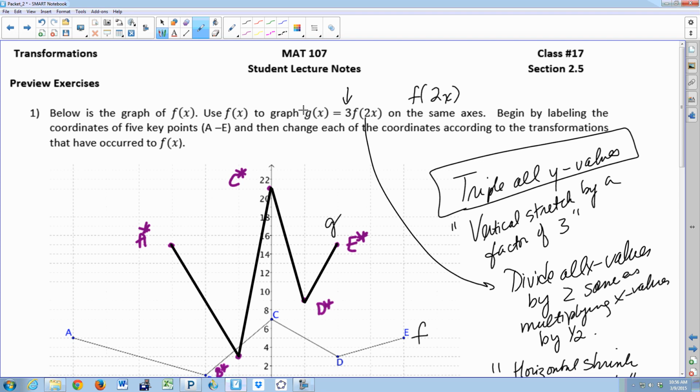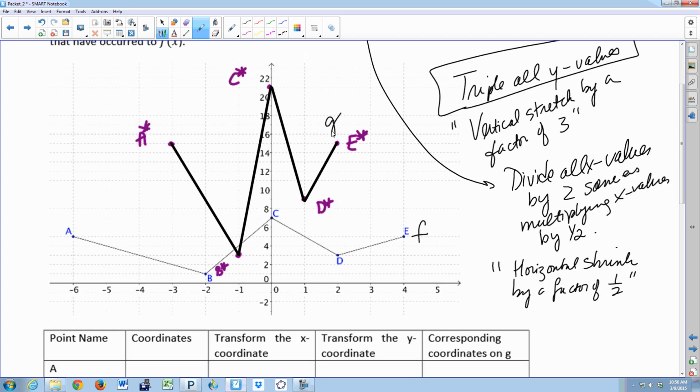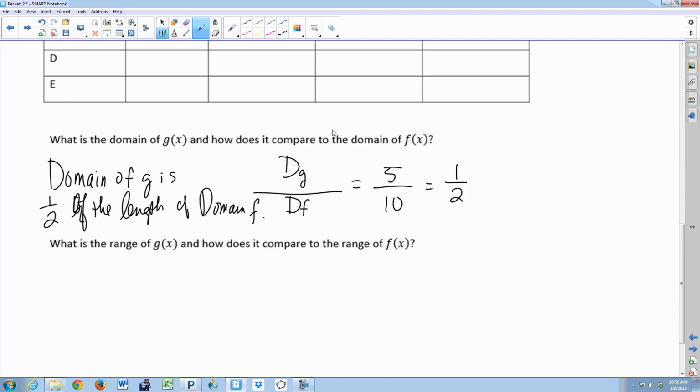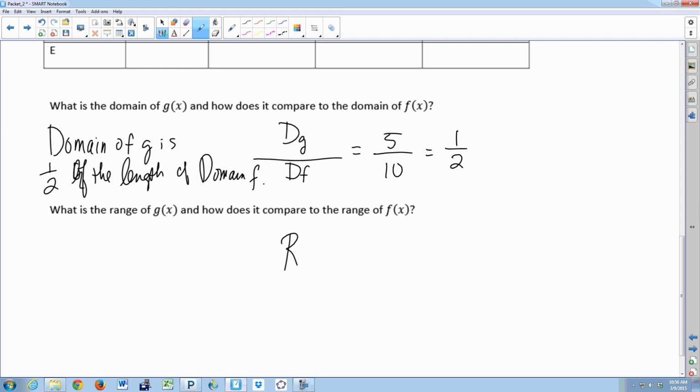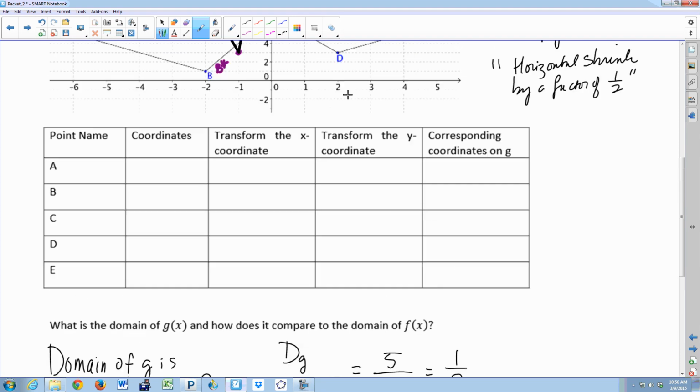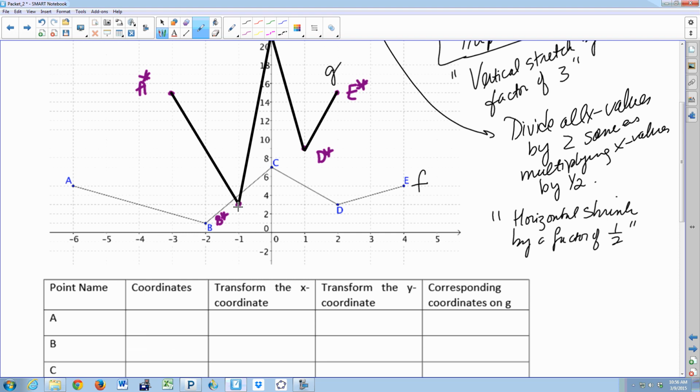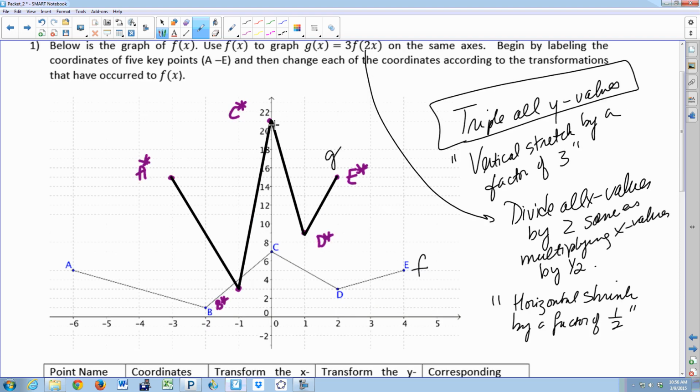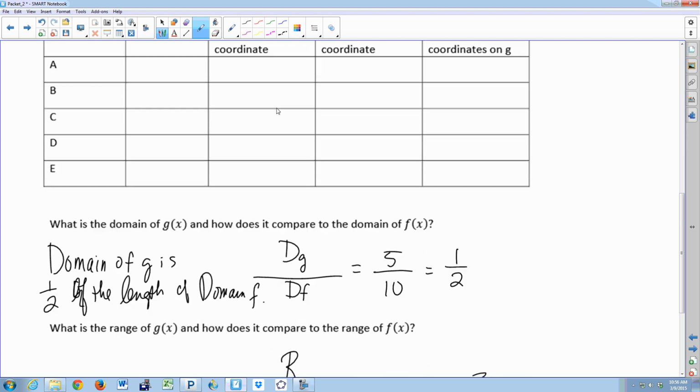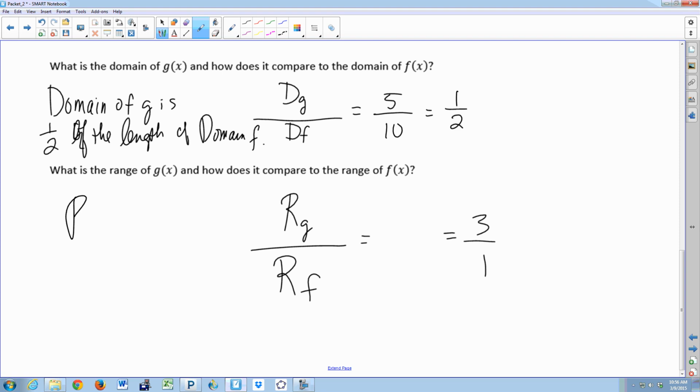Now all your outputs were tripled. So you should be expecting the range of G, when you compare the range of G to the range of F, it should reduce to what number? 3 to 1. Yes. The range of G goes from what? From 3 all the way up to 21. So the range of G goes from 3 to 21.